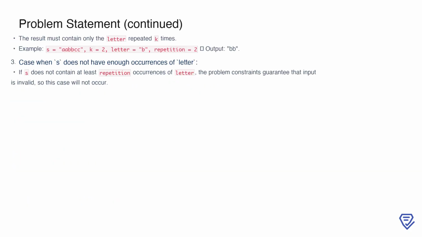Another important edge case occurs when the string S does not have enough occurrences of the letter to satisfy the repetition constraint. In this scenario, the problem guarantees that the input will always be valid, so we don't need to handle such cases in our solution. By keeping these constraints and edge cases in mind, we can now focus on developing an efficient algorithm to solve the problem. The key is to maintain the lexicographical order while ensuring the subsequence length is exactly k and the required occurrences of letter are included.